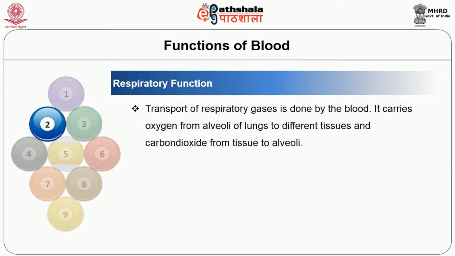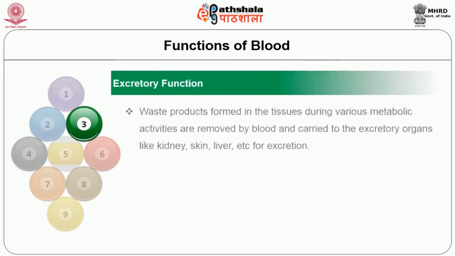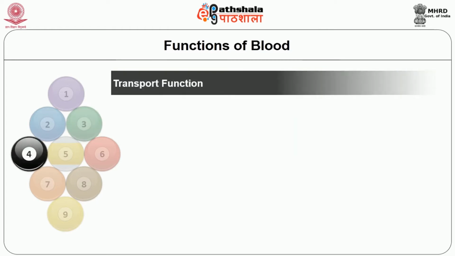The transport of respiratory gases is carried out by the blood. It carries oxygen from the alveoli of the lungs to the different tissues all over the body, and carbon dioxide from the tissues back to the alveoli. Coming to the excretory function, the waste products that are formed in the tissues during various metabolic activities are removed by blood and carried to the excretory organs like kidney, skin, liver, etc. for excretion. Next is the transport function.